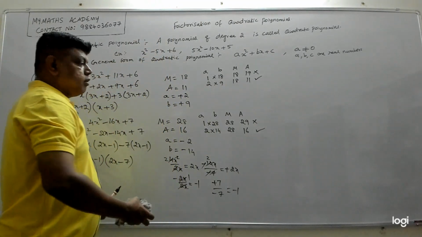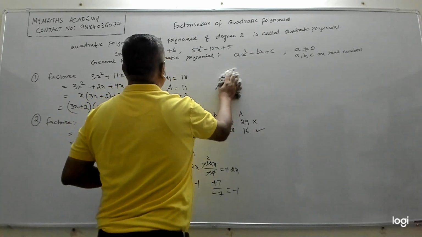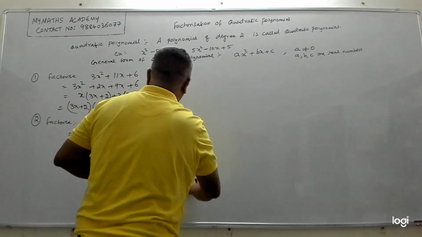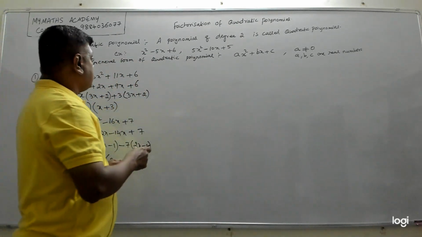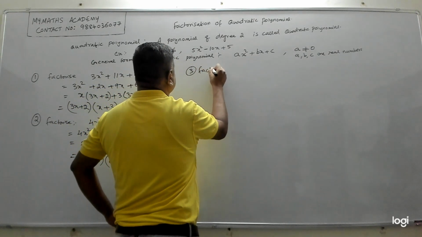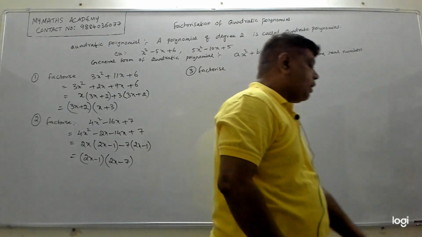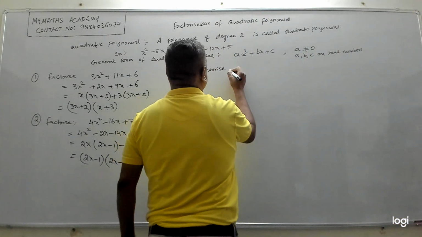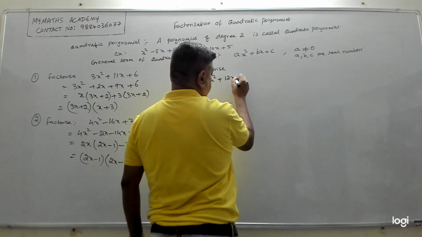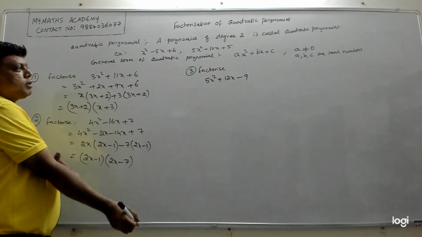Fine. So I will erase these rough works. Fine. Now we will do the next one. Third problem. Again factorize. The question is, we'll take it as 5x square plus 12x minus 9. We need to factorize this. 5x square plus 12x minus 9.